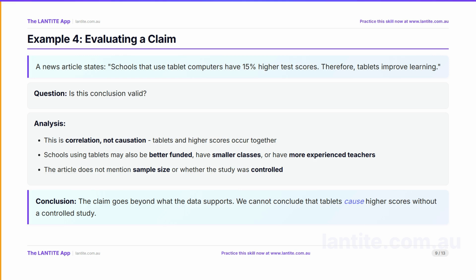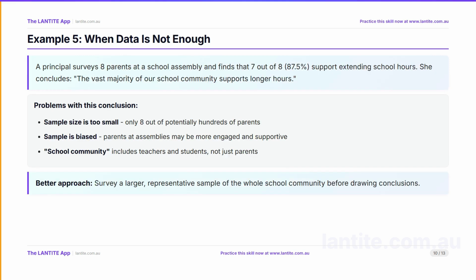Here is an example of insufficient data. A principal surveys 8 parents at an assembly and claims 87.5% of the school community supports longer hours. There are 3 problems. The sample size is far too small. The sample is biased because parents who attend assemblies are likely more engaged. And the conclusion extends to the whole school community, but only parents were surveyed. On the LANTITE, look for these red flags: tiny samples, biased samples, and conclusions that go beyond who is actually surveyed.